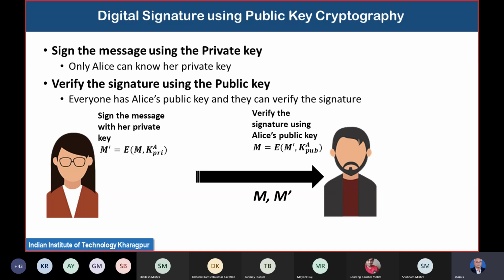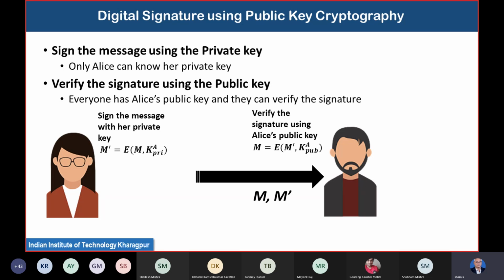Because you see, if an attacker traps this, and instead of sending that encrypted part, that M prime, changes it to M double prime and sends it to Bob, what would happen? Bob would try to decrypt M double prime with Alice's public key, and he will get back something. Instead of hello world, suppose he gets back hi world, so he would assume that Alice had sent hi world.